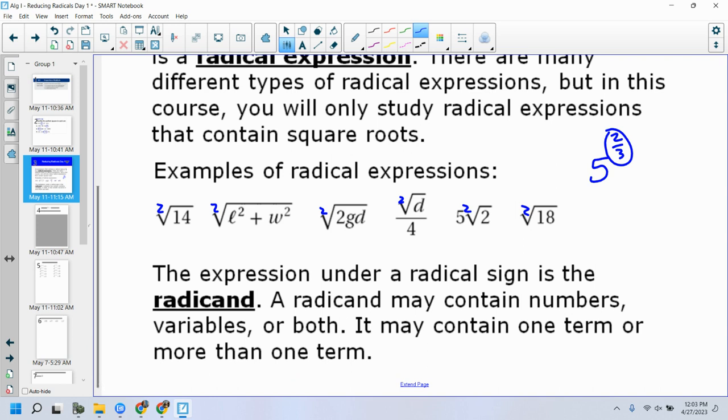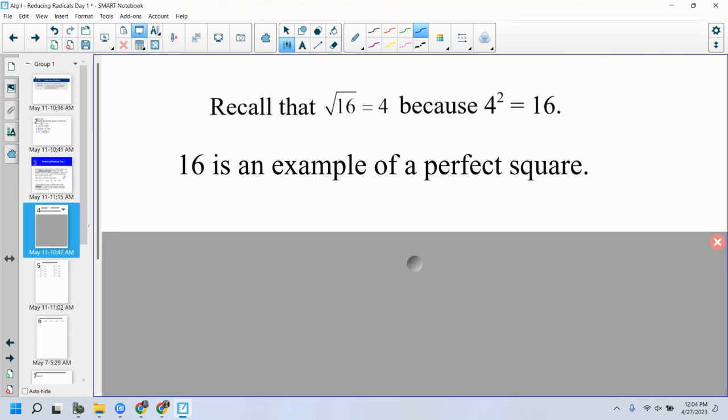The expression under the radical sign is called the radicand. That's the fancy word for the thing inside the radical sign, the radicand. The radicand can contain numbers, variables, or both. It may contain one term or more than one term.